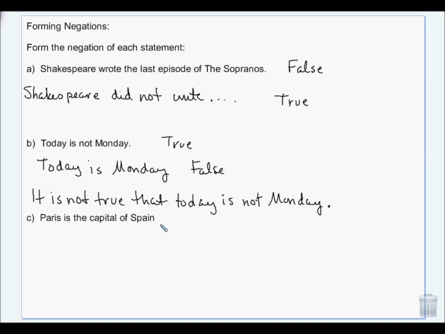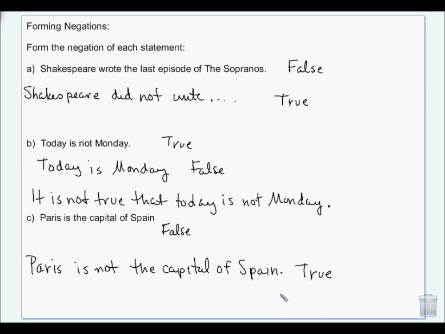Paris is the capital of Spain. That is false. So to negate that, Paris is not the capital. And now we have a true statement. So anytime you negate a statement, you change its truth value. And truth value just means whether or not it's true or false.